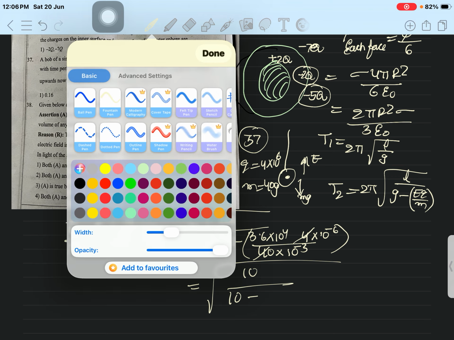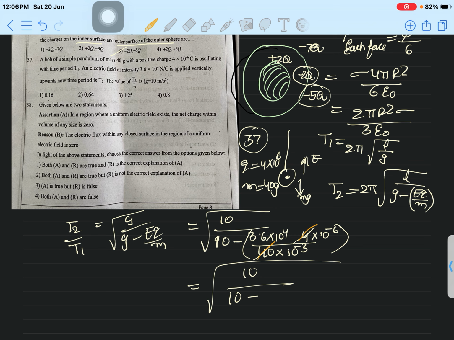This 4 gets cancelled, and 10 into 10 power minus 3. So in the denominator 10 power minus 2 is there. 10 power minus 2 will get cancelled in 10 power minus 6, 10 power minus 4. 10 power minus 4 and 10 power 4 get cancelled, which will give you 1, sir. So this is 3.6. 10 minus 3.6 means 6.4. So 10 by 6.4.